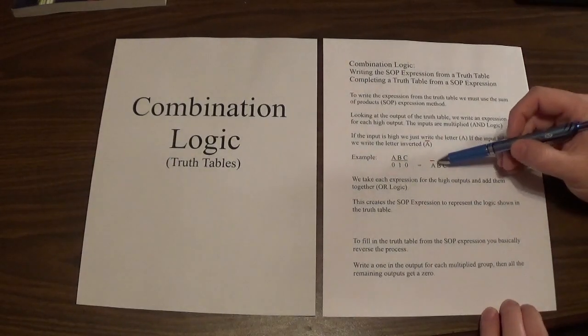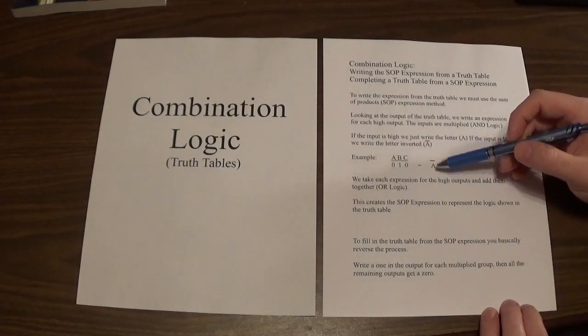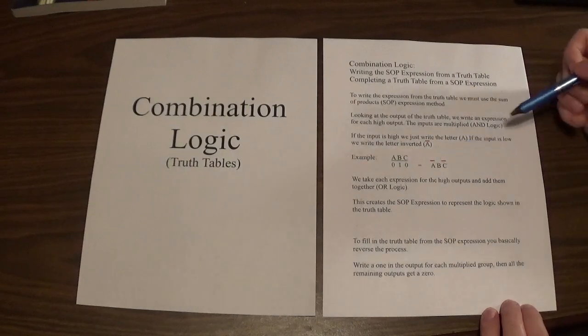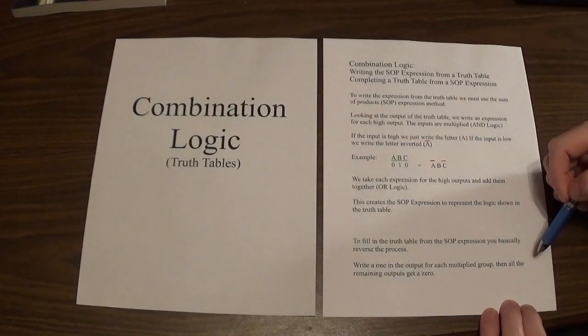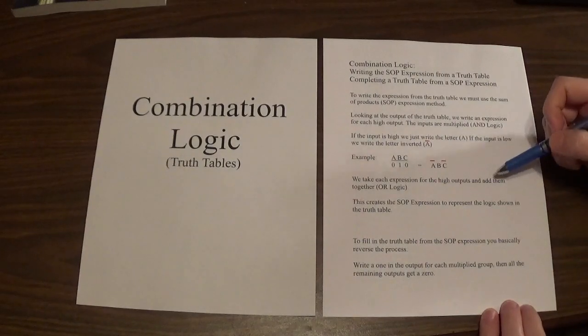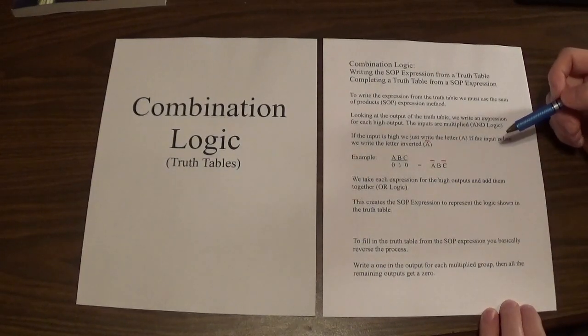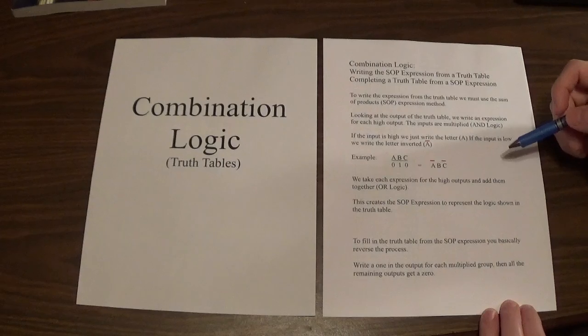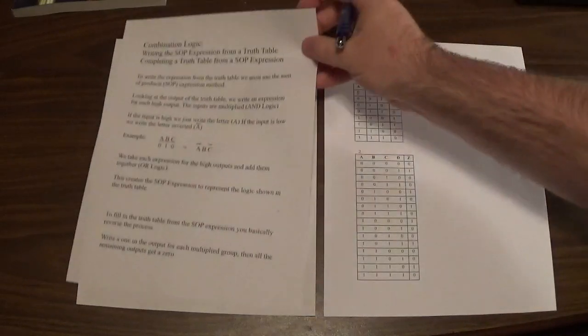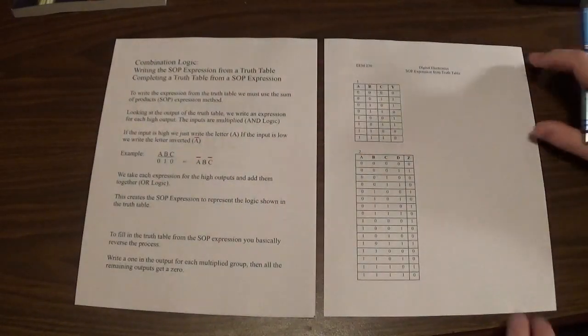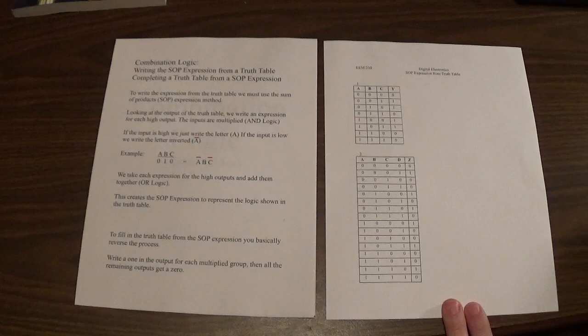We'll look at each group, figure out if it's a 0, 1, or a 0, or whatever the combination is, and then that's where we write a 1, and we do that for each group. And then once we've completed each group, everything remaining will get a 0 for that output. Okay? So first we're going to look at writing the expression for the truth table.